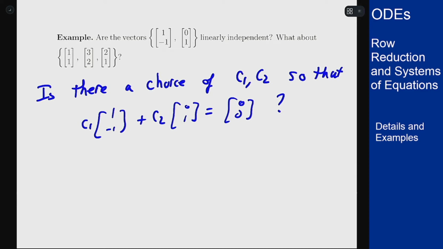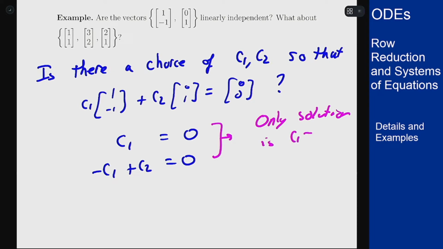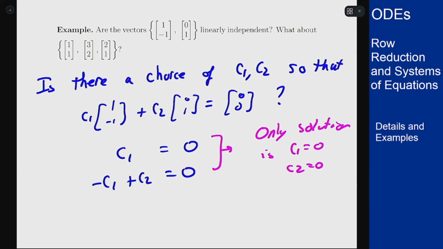Because if I can pick C1 and C2, not both 0, such that this is true, then they will be linearly dependent. But we can write this out as a system of equations. This becomes C1 plus 0 C2 equals 0, and negative C1 plus C2 equals 0. And we can easily see by inspection that the only solution is C1 equals 0 and C2 equals 0. Therefore, there is no such choice. And so, yes, these are, in fact, linearly independent.